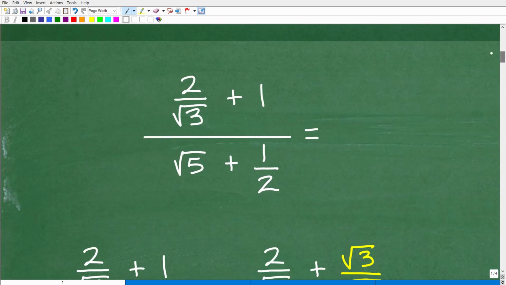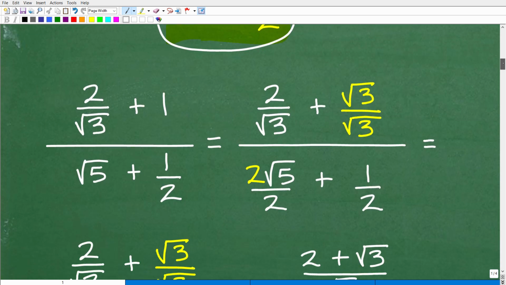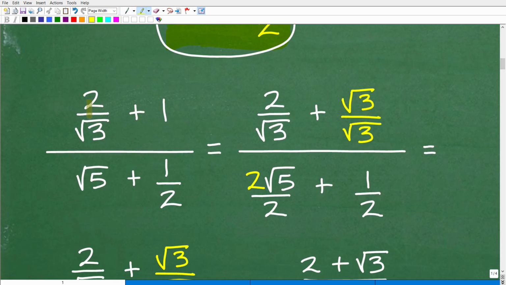All right, so here is the problem, and what we want to do is look at the numerator and denominator here as separate problems. We want to simplify this and simplify this, okay? So we'll do that right now. And again, there's going to be multiple steps in this problem, but this is going to be the first order of business. All right, so here we have 2 over the square root of 3 plus 1.